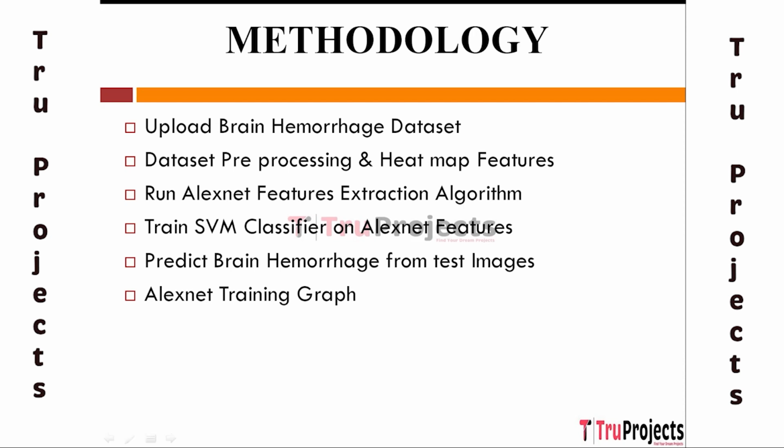Sixth module is AlexNet training graph. The AlexNet training graph represents the progress of the training process of the AlexNet model. It displays the training loss and accuracy over epochs. The training loss shows how far off the model's predictions are from the true labels during training. The accuracy metric reflects how well the model is performing on the training data. Monitoring the training graph helps in understanding if the model is overfitting or underfitting, and if further training is needed.